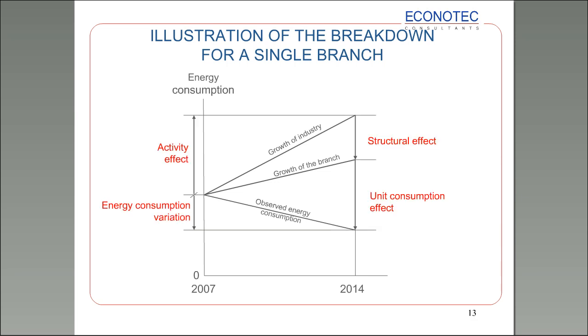Now, the next slide shows the breakdown. We are breaking down the energy consumption variation, which you see in red at the lower left side. The energy consumption variation, which is here negative because the observed energy consumption of the branch went down from 2007 to 2014, is equal to the activity effect plus the structural effect plus the unit consumption effect. The activity effect is positive, the structural effect is negative, and the unit consumption effect is negative, in this example.